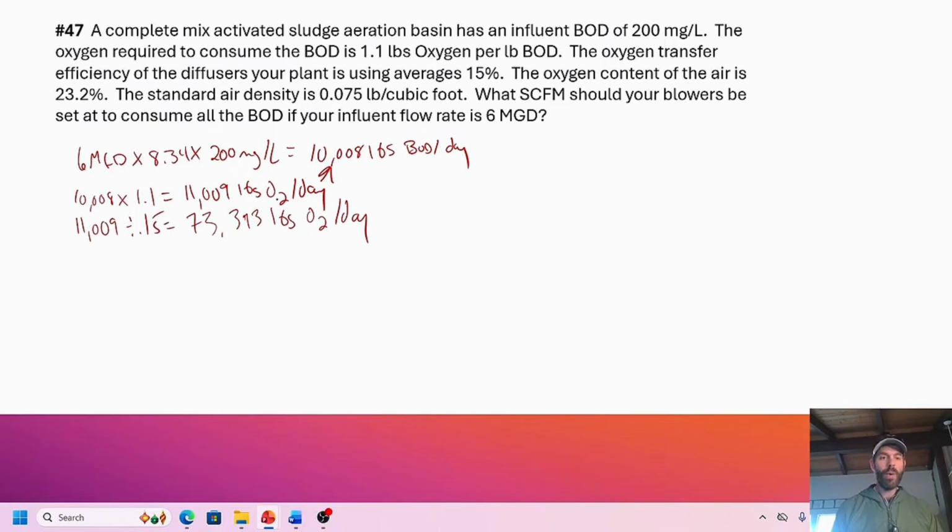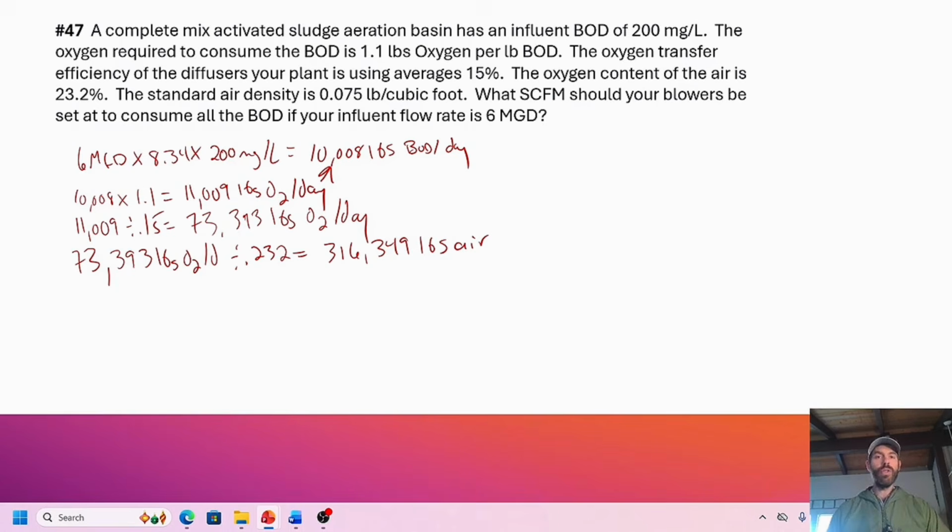Okay, so I require 73,393 pounds of oxygen to be put into aeration every day, but I'm not a pure oxygen system. I'm using air from blowers. The oxygen content of the air is 23.2%. So now I kind of do the same thing. 73,393 pounds of O2 per day divided by 0.232. So 73,393 divided by 0.232 is 316,349 pounds of air is required per day. Okay? That's how much air needs to go in.